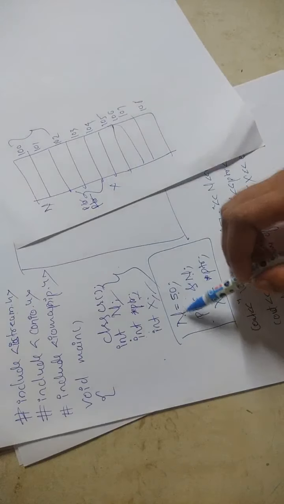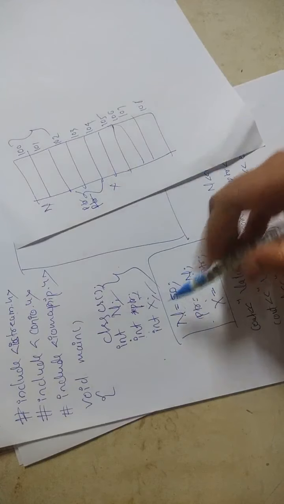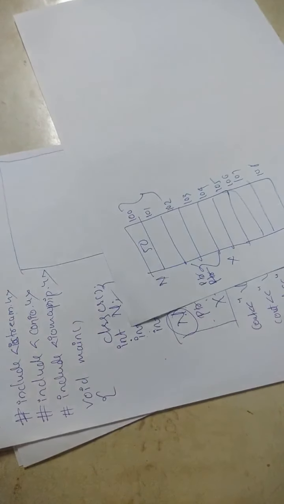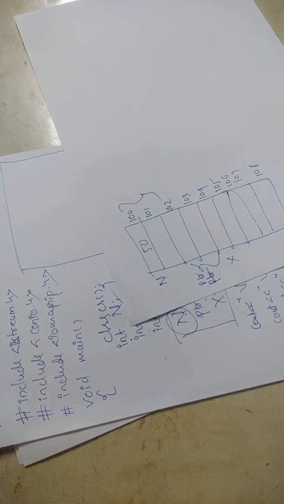Now next line, n is equal to 50. So what you have to do is, in the n variable we are storing 50. So here in n we are storing 50.